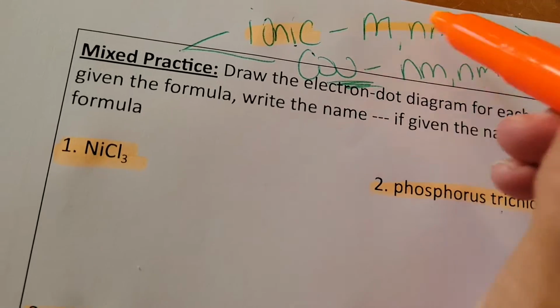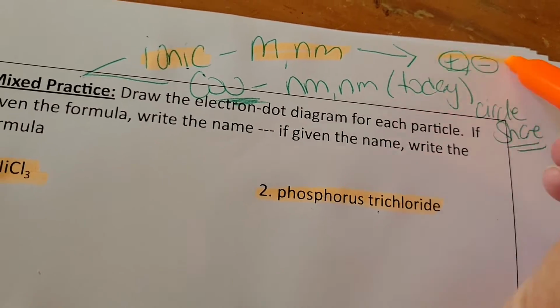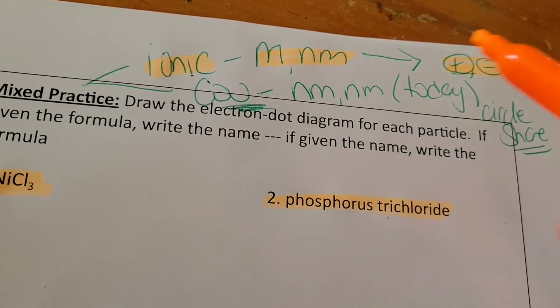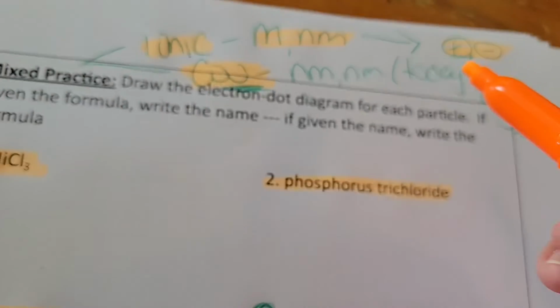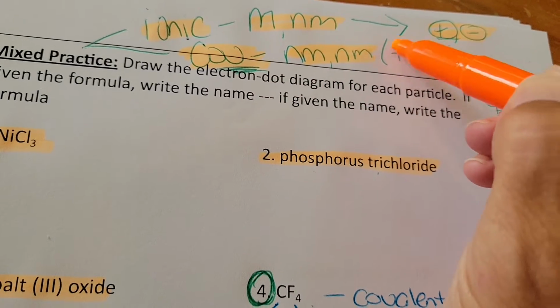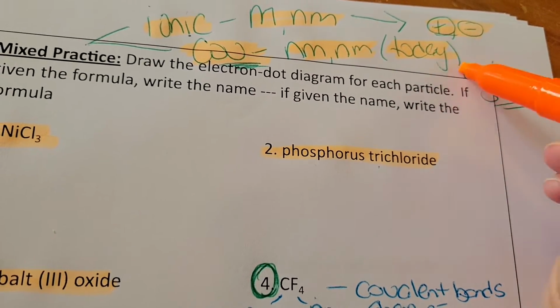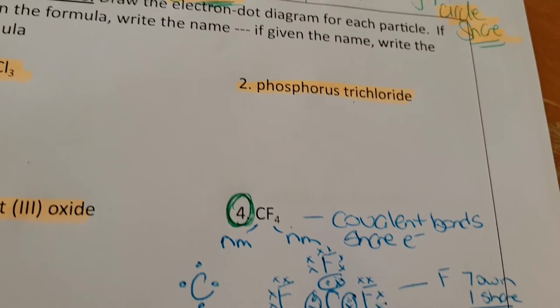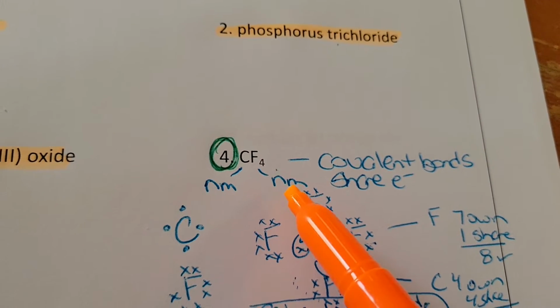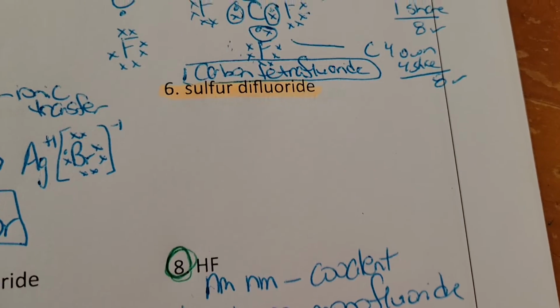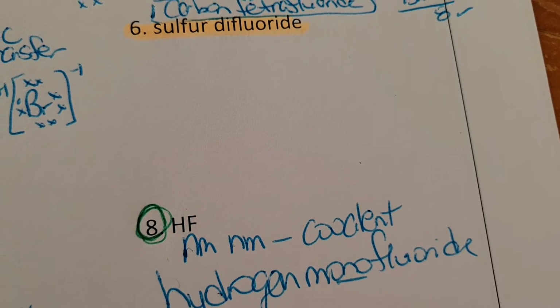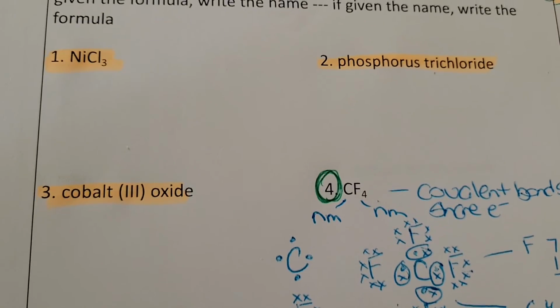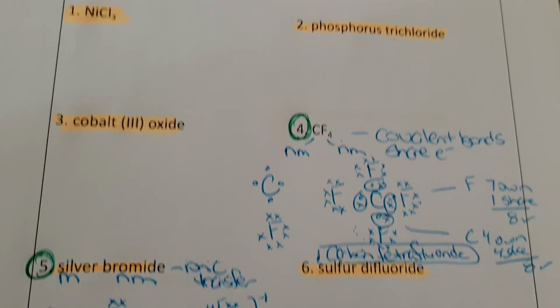So some might be ionic, and you know that because of a metal and a nonmetal, and that's when you end up with your plus and minus. Some are going to be covalent, which is our 2 nonmetals, which is what we just did today. And that's when you're going to circle and share. So those were your ones like carbon and fluorine that were 2 nonmetals, or hydrogen and fluorine, those were 2 nonmetals. Okay, so 1, 2, 3, and 6 for you to try for tonight.